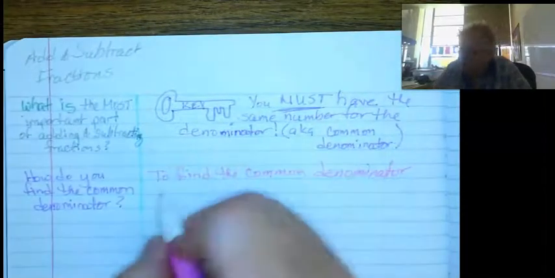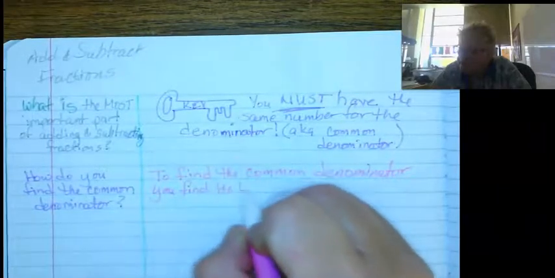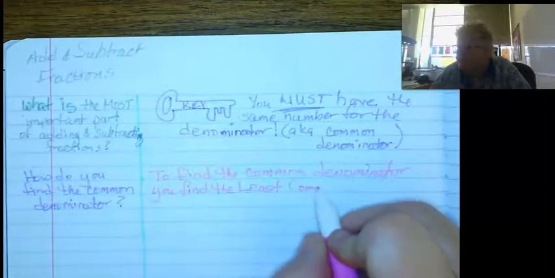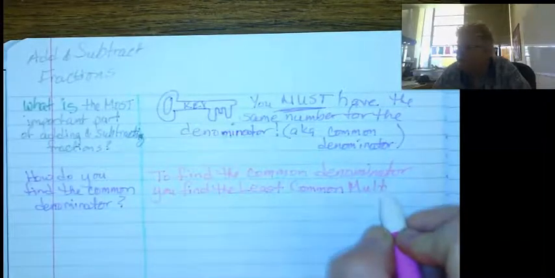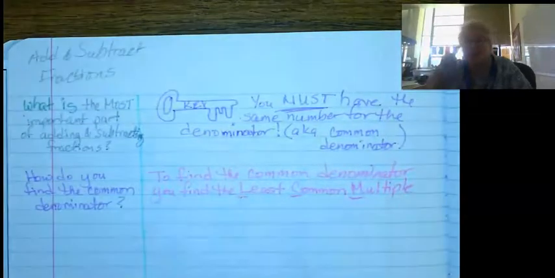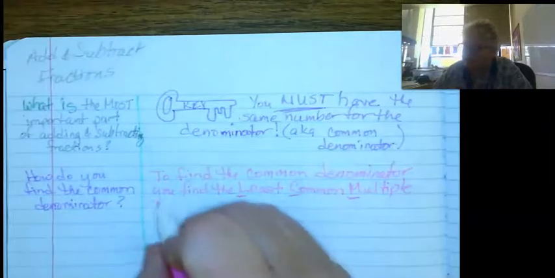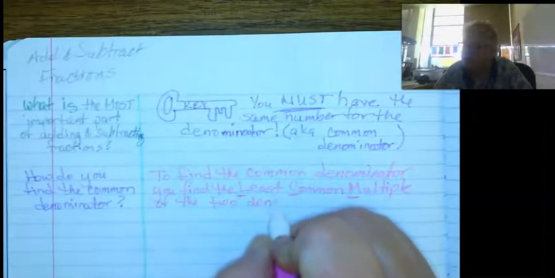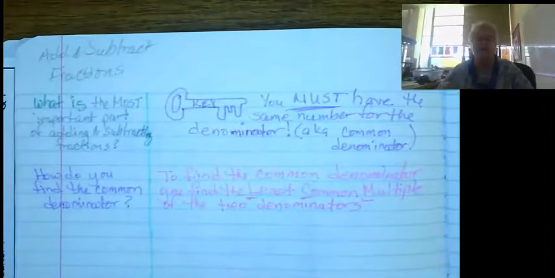To find the common denominator, you find, you're going to hate this, the least common multiple. Oh, that's probably why we did least common multiple during week 1, huh? Yeah. You find the least common multiple of the two denominators. Too easy, guys.